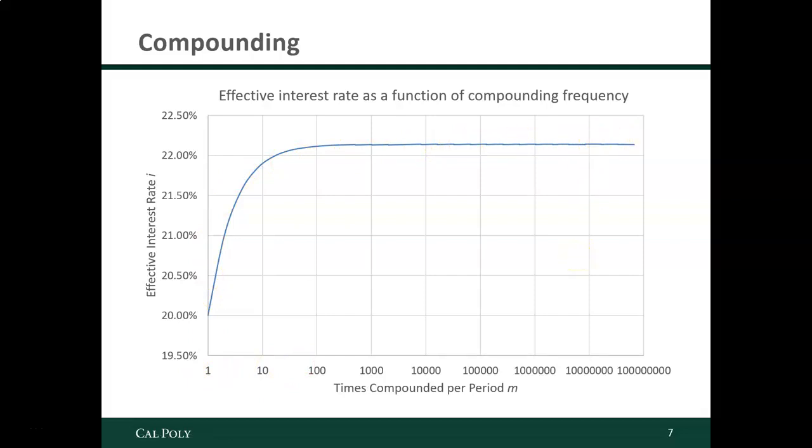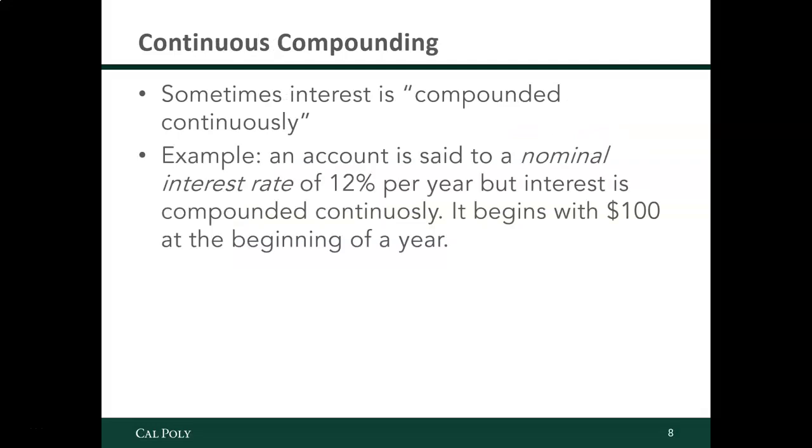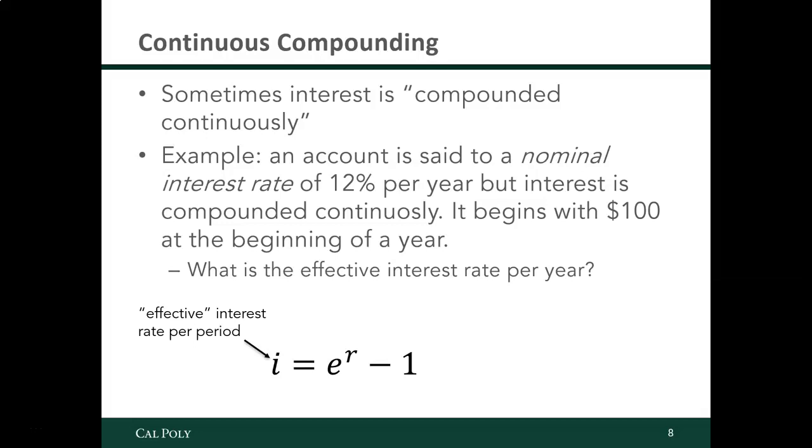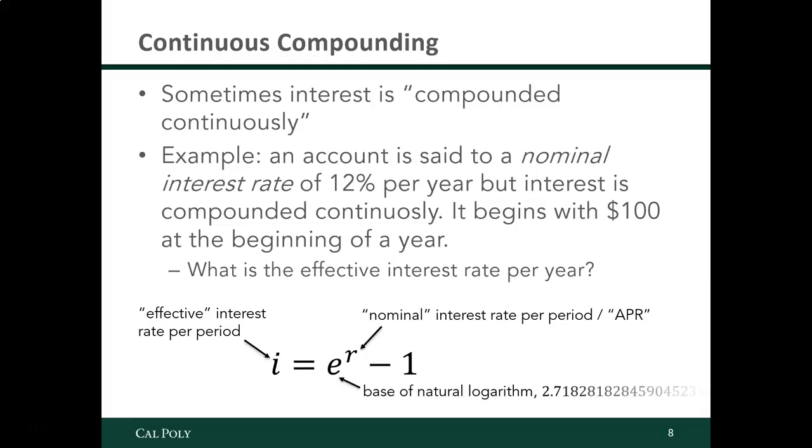Well, you can show with a little bit of calculus that if you have continuous compounding every instant, then the effective interest rate per year turns out to converge to I equals e to the R minus 1. So the effective interest rate per period is I, the nominal interest rate per period, or APR, annual percentage rate, is R, and e is the base of the natural logarithm, 2.718, etc. All that minus 1. Okay, so let's do that.